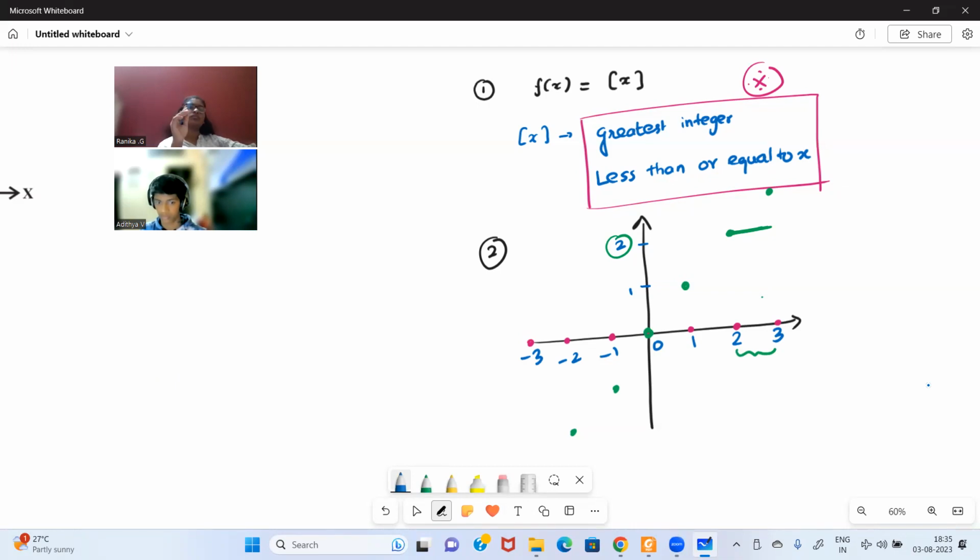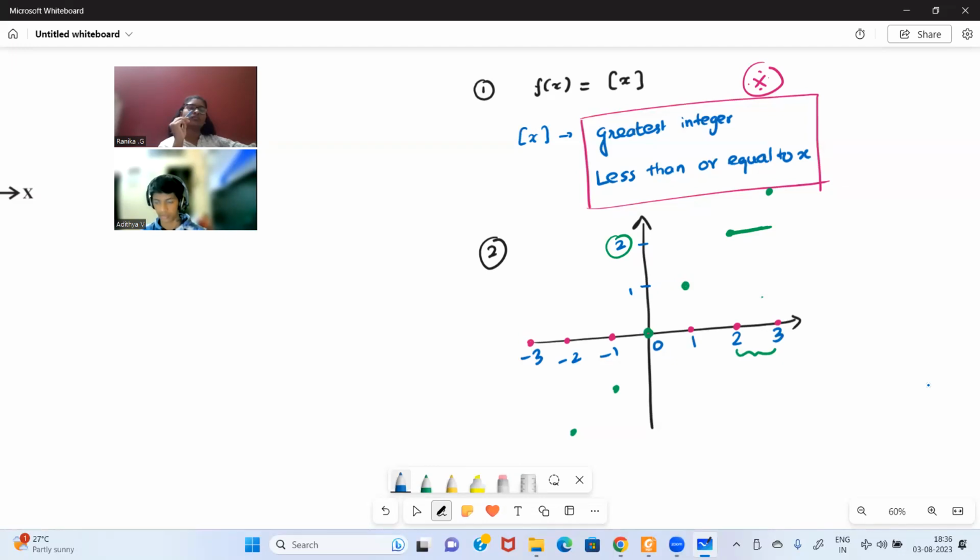What is the greatest integer of 1.9? 1, sir. 1.9999, 1 only, sir. 1.000001, 1, sir. What about greatest integer of 1? 1, sir. Very good. When it is an integer inside, no problem. You can write that integer. Good. Very good.